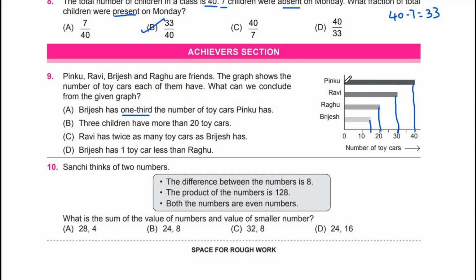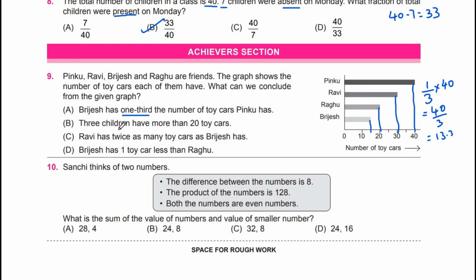So they are telling 1/3 of Pinku's cars. So what is 1/3 of 40? 40 divided by 3 would come somewhere in fractions. So when we divide 40 by 3, what do we get? We get around 13.3 something. But Brijesh has 15 toy cars. So this is not the right option. Now let's see the next option.